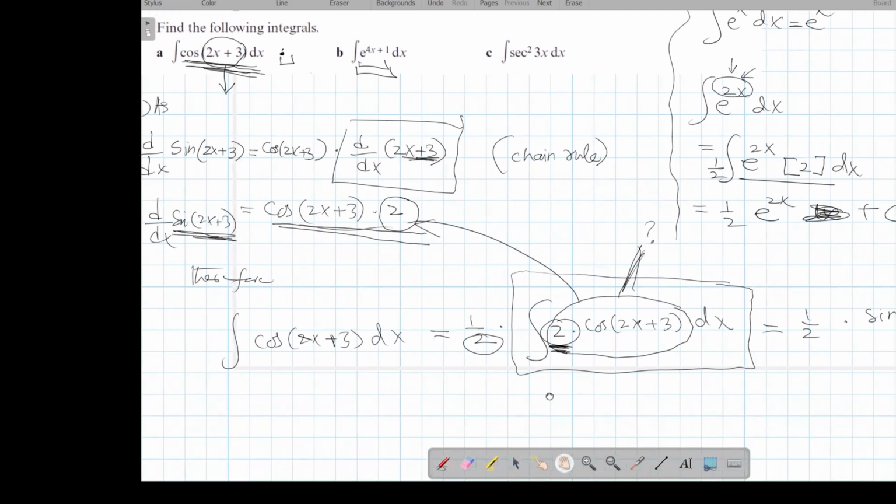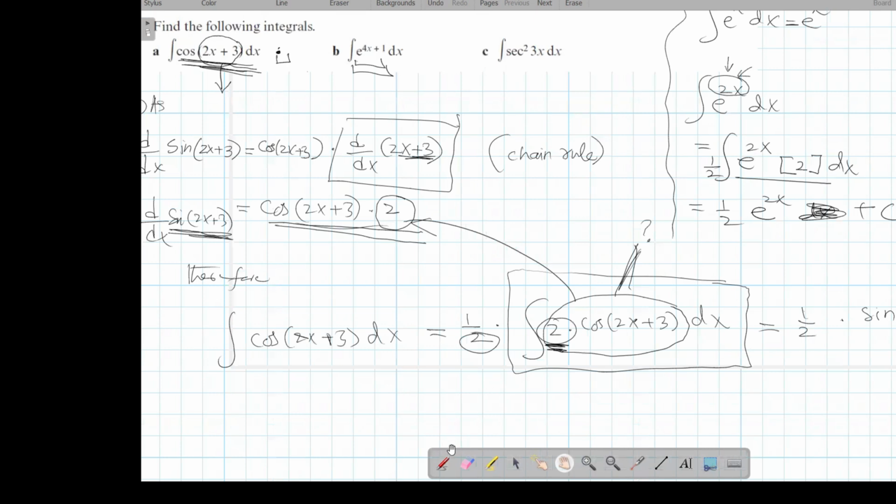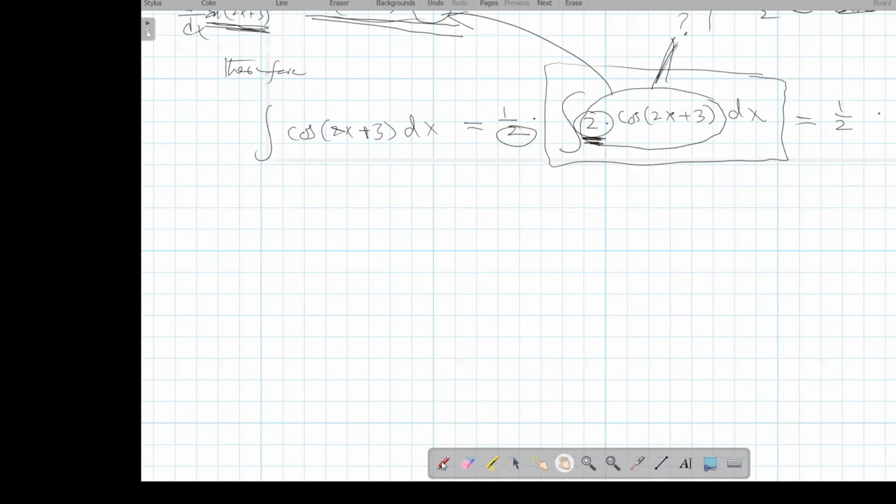Okay. Let's see the third part, sec square 3x. Let's look at this: integrate sec square 3x dx. You know the antiderivative of sec square x. What is the antiderivative of sec square x? Tan x plus c. But here we have sec square 3x, so it is somehow different.